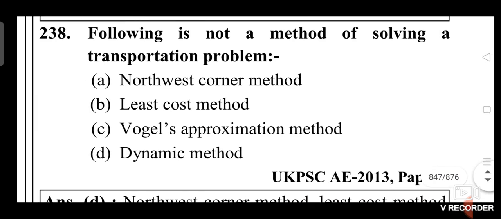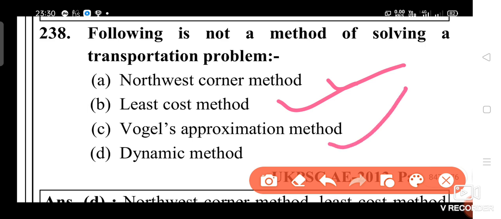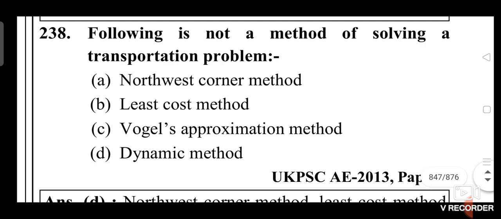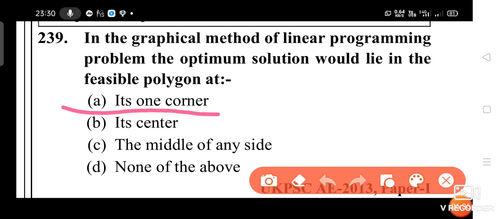Next, which of the following is not a method of solving a transportation problem? Northwest corner method is a transportation method, right. Least cost method, right. Vogel's approximation method, right. Dynamic method is wrong. Next, in a graphical method of linear programming problem, the optimum solution would lie in the feasible polygon at one corner.